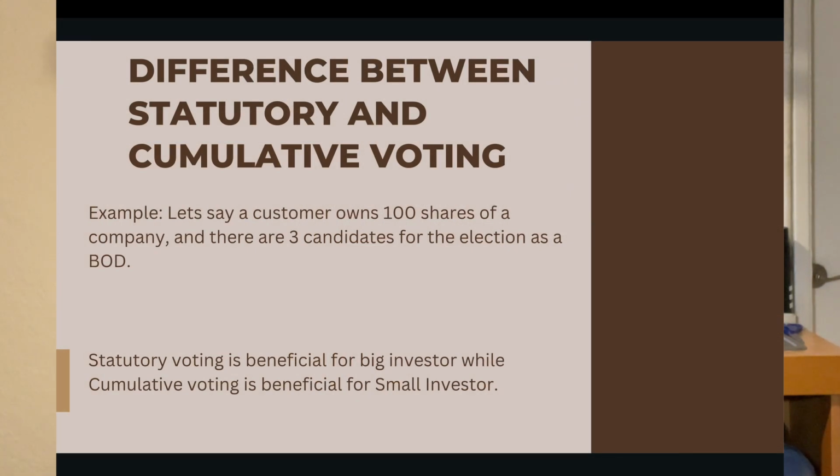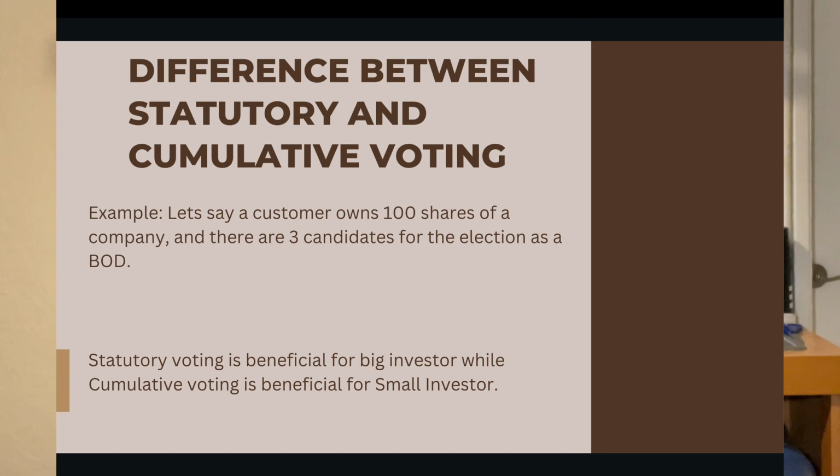Now you're going to grasp it very quickly. In statutory voting, because he only has 100 shares, he can cast a maximum of 100 votes per candidate. So let's say there are 3 candidates. He still has 300 total votes that he can cast, but he can only cast 100 votes per candidate.